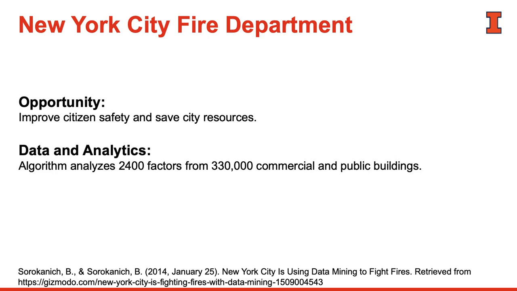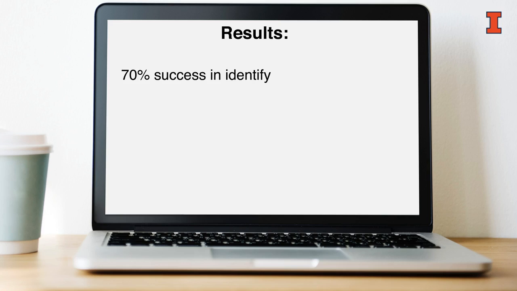Today, they have an algorithm that analyzes 2,400 different factors from over 300,000 commercial and public buildings to determine a risk score that guides inspectors to prioritize certain buildings and their likely fire safety issues. This new solution has achieved a 70% success in identifying fire hazards in buildings. It can reduce fires and other safety-related events, save on personnel and firefighting resources, and reduce insurance claims.